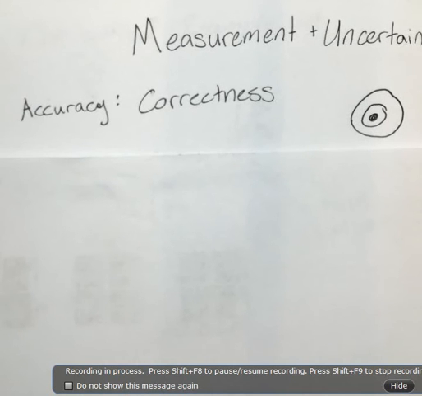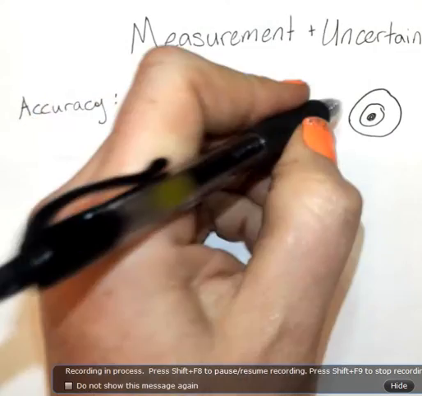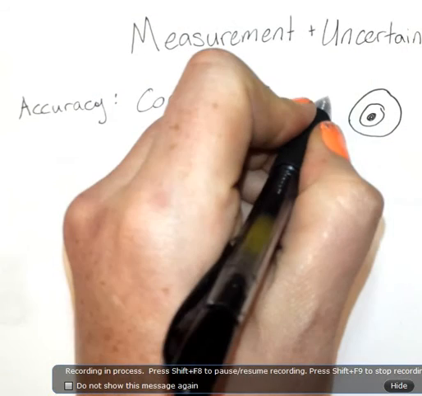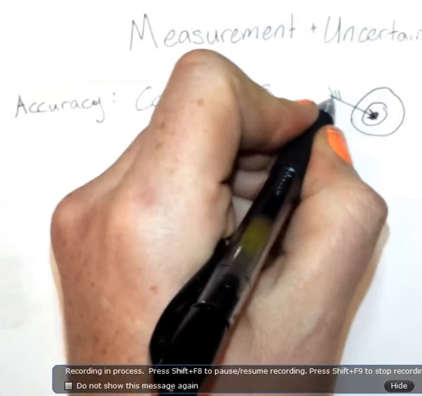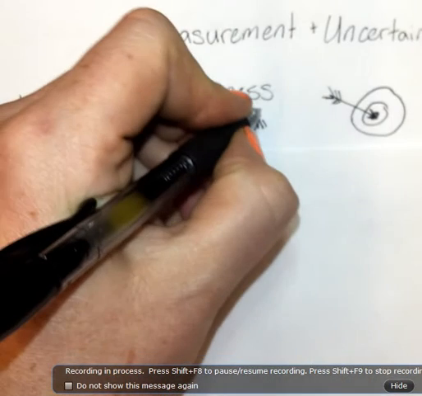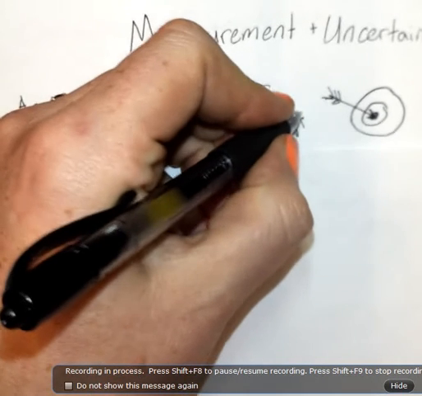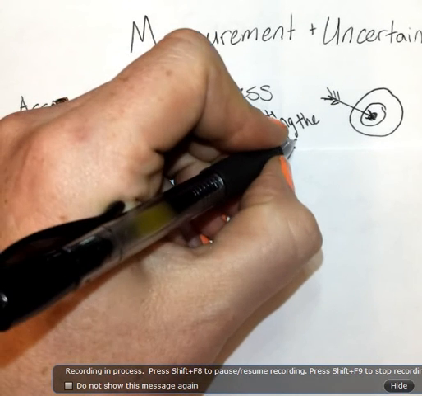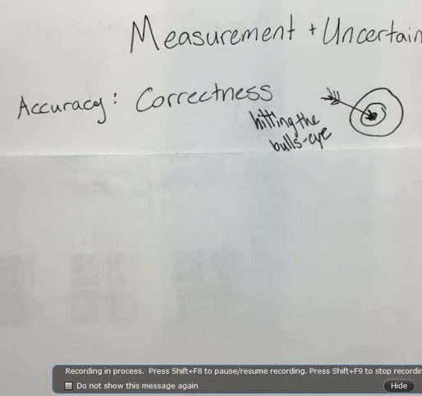Accuracy more or less just means correctness. It's the idea of getting the answer perfect, getting the measurement perfect. It's correct. In kind of a direct term, it's the idea of hitting the bullseye. That is accuracy. The more accurate your measurement is, the more correct the number it gives you is.